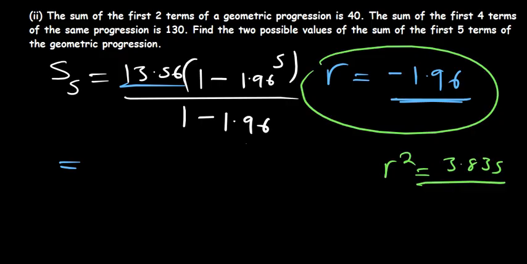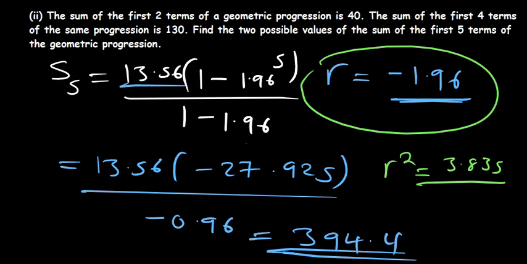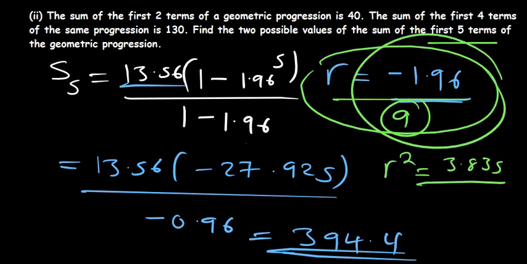So after subtracting from 1, we have 13.56 multiplied by negative 27.925, and then on the bottom we're going to get negative 0.96. So that value multiplied by 13.56 divided by negative 0.96. So I'm getting something like 394.4. Okay, this is for this case. Now use this value to find the first term, and then also find the 5 terms for that possibility. Okay, so end here for this question.